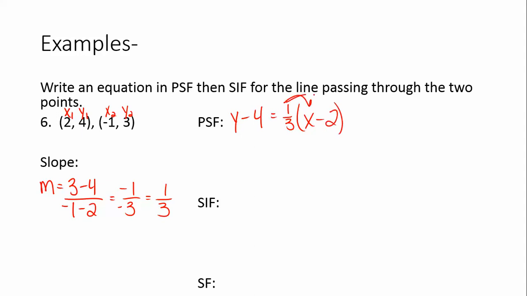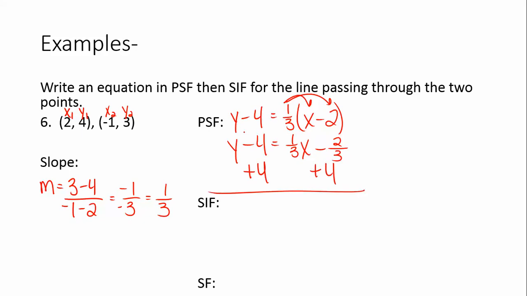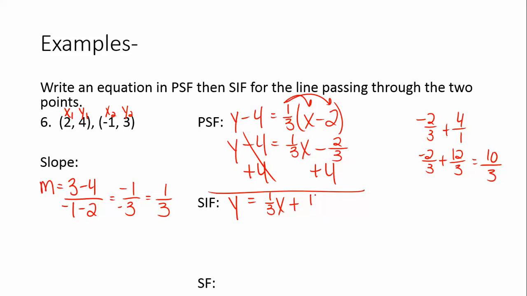So we need to distribute, y minus 4, we get 1/3 x minus 2/3. Now we add 4 to both sides. So our slope-intercept form is 1/3 x. We have a negative 2/3 plus 4. I need to get a common denominator. So I need a denominator of 3, that'd be 12. That's going to give me negative 2/3 plus 12/3, so plus 10 over 3.